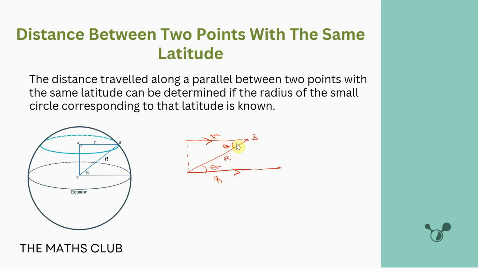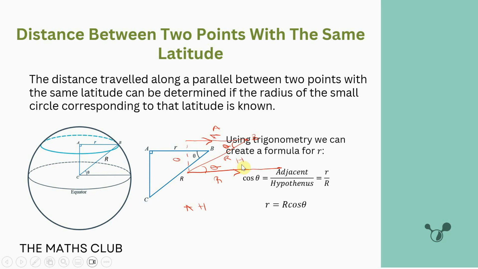Remember, this is the opposite, this is the adjacent, and this is the hypotenuse. So we have the adjacent and we have the hypotenuse, right? From SOHCAHTOA, what would that give us? Cos, right? So if you see, this is our triangle here. Using trigonometry, we can use the formula for cos, which is adjacent over hypotenuse. Adjacent is r over hypotenuse R. So the radius of the small circle is going to be r = R cos theta.